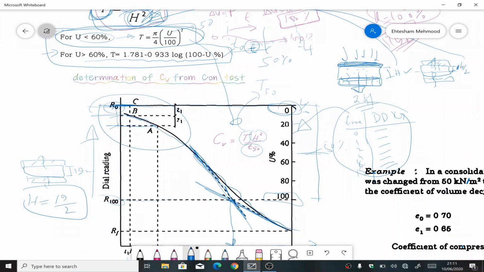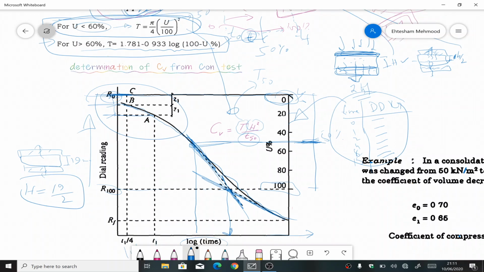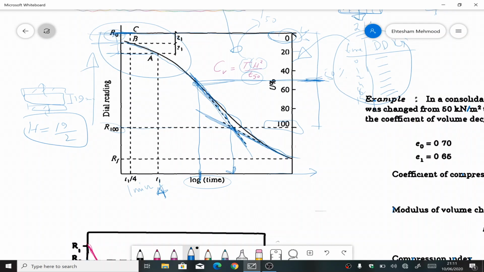This is the mark of 50% consolidation. I'll move straight down, it should be a straight line, and then move vertically down. So this value would be t50. Put that value here, plug in all the values, and we will find the Cv of the soil specimen that we are testing.